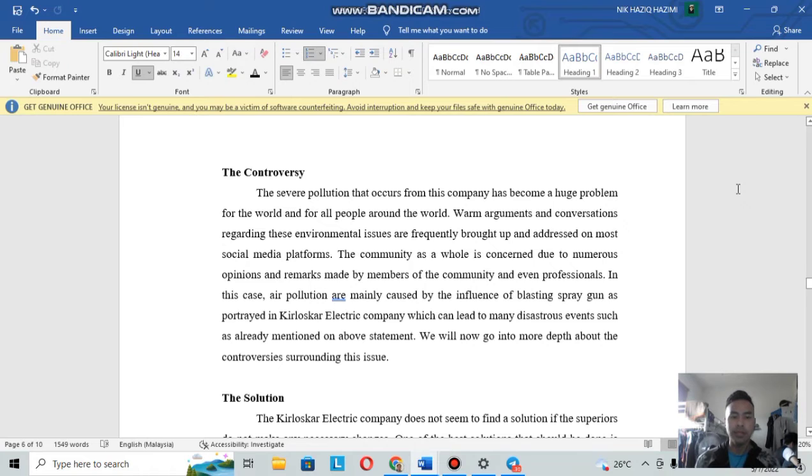Next, the controversy. The severe pollution that occurs from this company has become a hard problem for the world and for all people around the world. So the community as a whole is concerned due to numerous opinions and remarks made by members of the community and even professionals. In this case, air pollution is mainly caused by the blasting spray gun as portrayed in Kirloskar Electric Company, which can lead to many disastrous events such as already mentioned in the above statement.